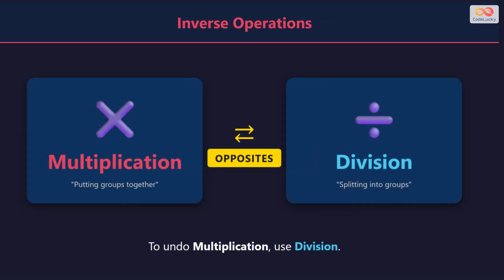To solve these equations, we need to use inverse operations. Inverse operations are just opposites that undo each other. The opposite of multiplication is division, just like division is the opposite of multiplication.